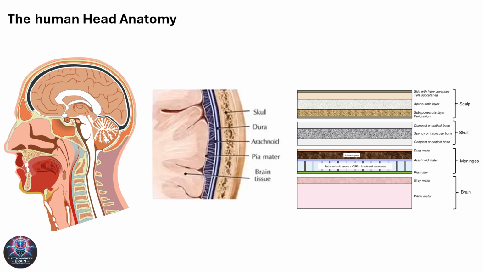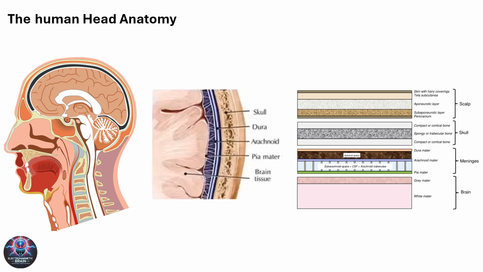Human head anatomy. Now let's see where these signals originate from. To understand this, we first need to take a look at the human head and the position and structure of the brain within it. A general schematic of the human head is shown here. As you can see, the human brain is well protected inside the skull, which is a hard, bony structure. Additionally, layers of the scalp, composed of fat, muscle, skin, and hair, provide further protection for the skull.